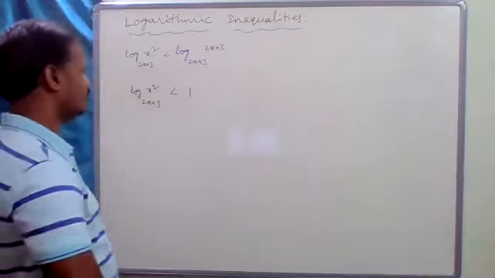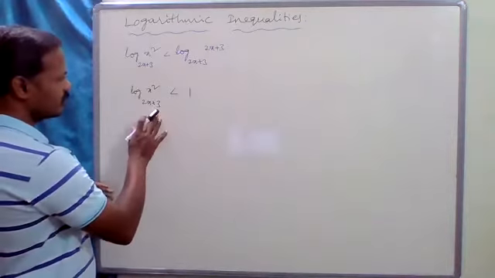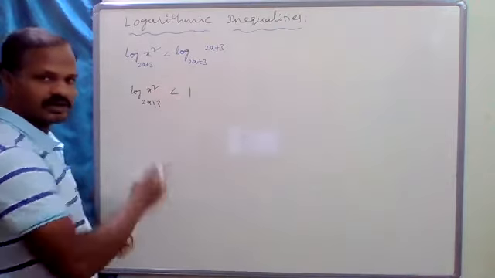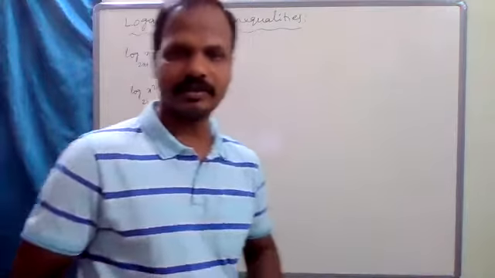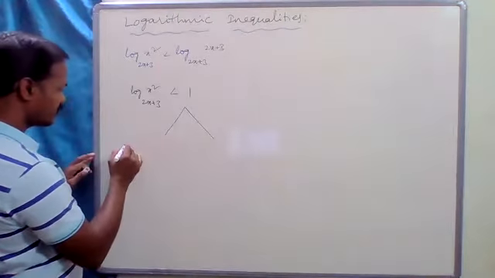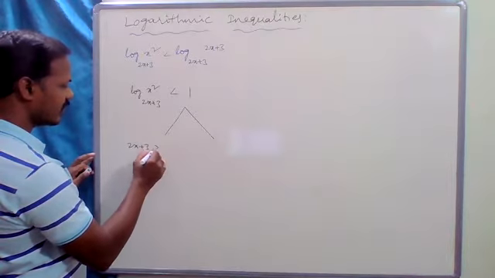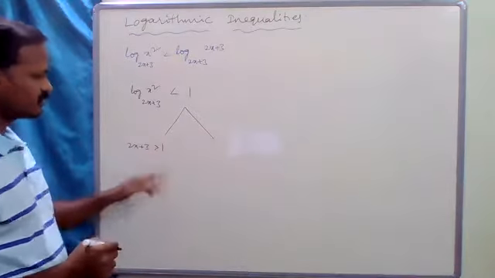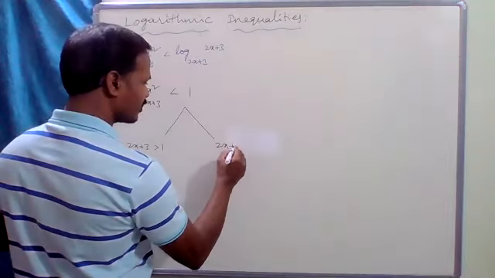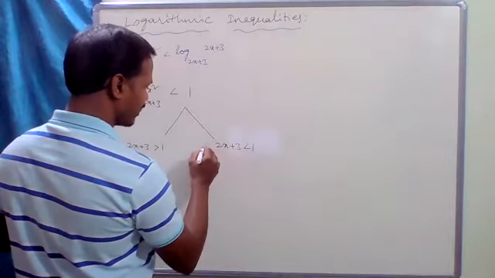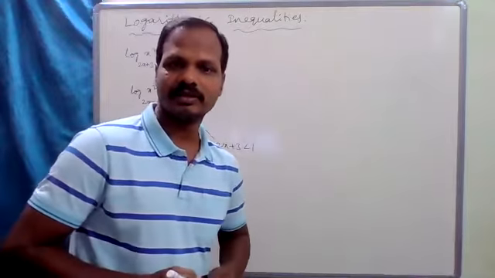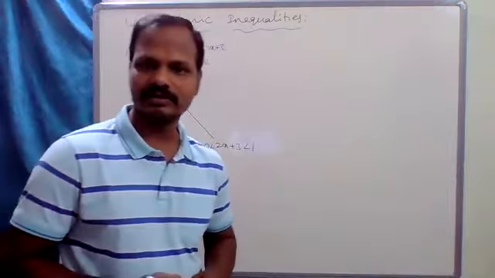Now here there are two cases, because the inequality of the log depends on the base. One case is 2x plus 3 is greater than 1. Another case is 2x plus 3 is less than 1 and lies between 0 and 1. It should not be negative, because the domain of the log is always positive real numbers.